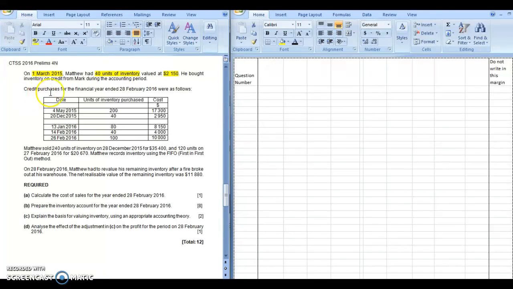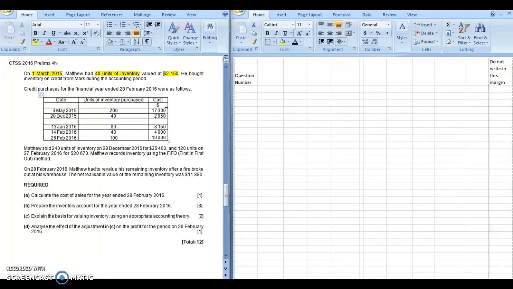Next, they also mention how much inventory was being purchased. Because as a business, when you keep on selling your goods, you need to replenish with new goods. So the new goods come in on the 4th of May, 20th December, so on and so forth. So these were the goods that you bought, and this is the price that the business bought from the supplier.